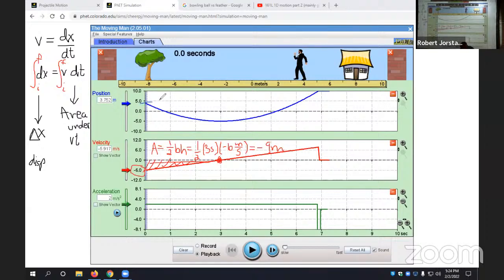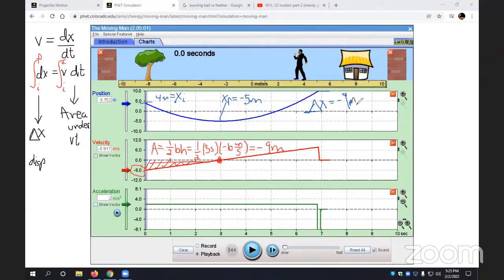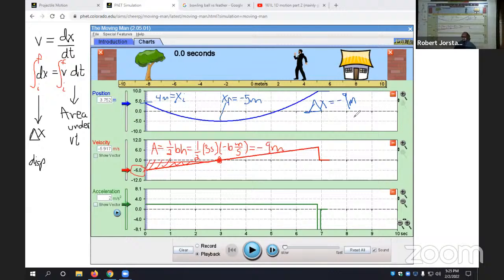Well, let's go up to the top now. Where did we start? Do you remember? 4 meters equals x initial. At 0, what's x final? Is the change in x correct? What is delta x? -9 meters. So these are consistent. All I'm trying to do is show you that the calculus you learned and the motion that we see and the charts are all in agreement. Nothing fancy here. So far, so good?